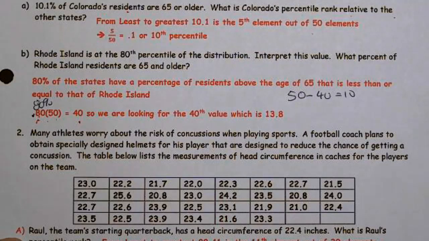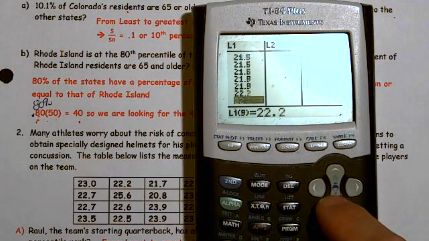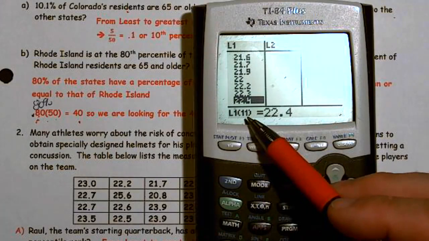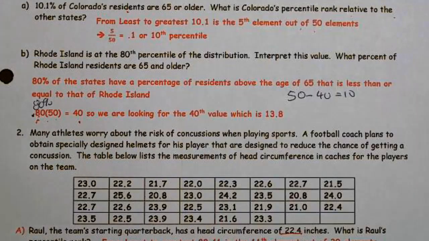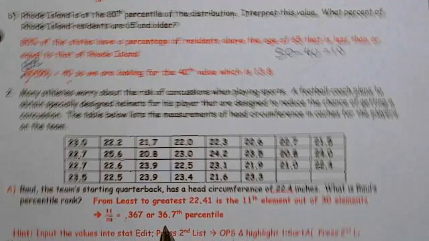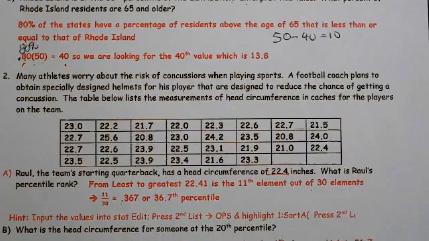Raul, starting quarterback, has a head circumference of 22.4. What is Raul's percentile rank? Well, I can scroll until I get to 22.4. Oh, that occurred at the 11th. That's the 11th person out of 30 elements, because if I count these up, there's 30 of them. So 11 over 30 is 0.367. So it's at the 36.7th percentile. All right, so that'll get you in order there.